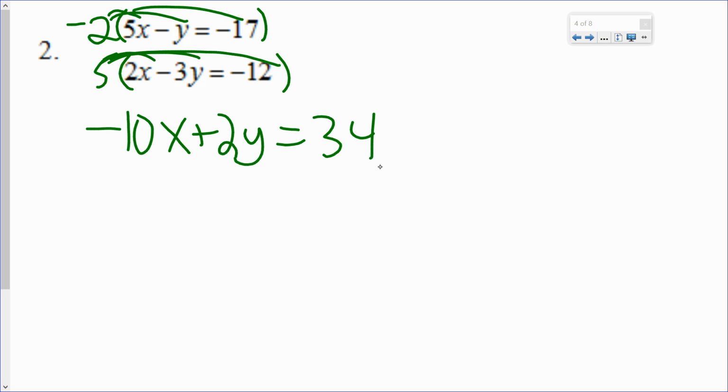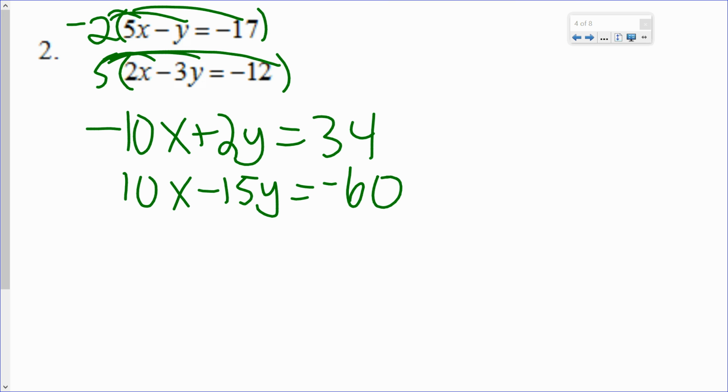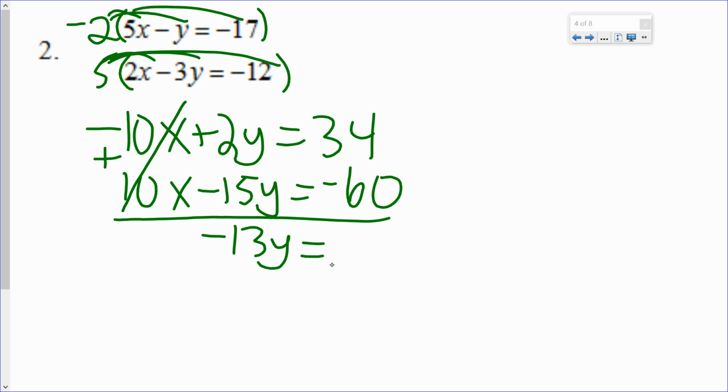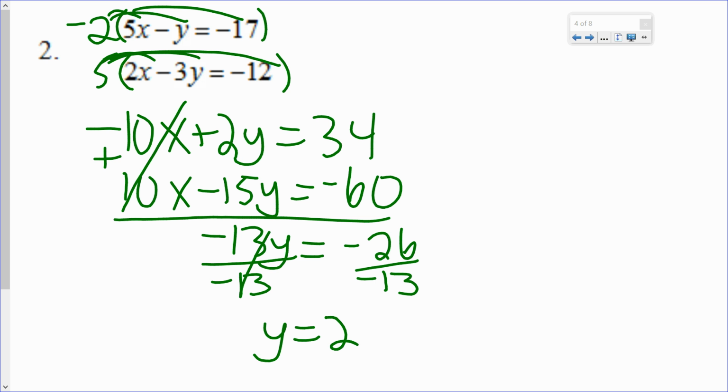Top is negative 10x plus 2y equals 34. Bottom is 10x minus 15y equals negative 60. Next step, add them together so that the variable cancels. I have negative 13y equals negative 26. I now solve the equation, divide by negative 13, and I get y equals 2.